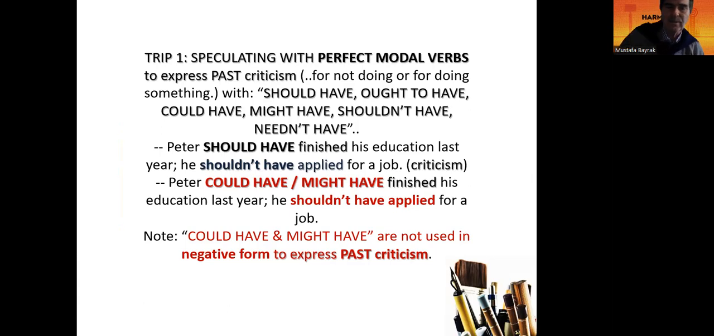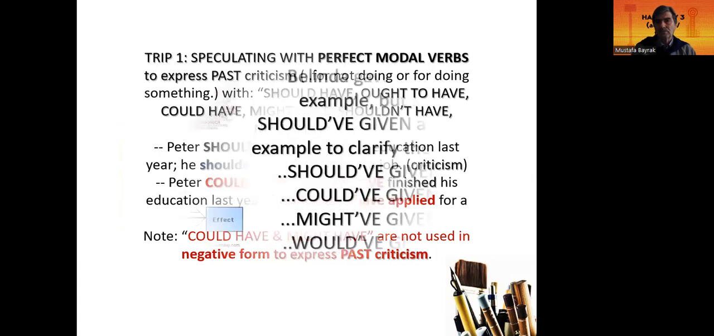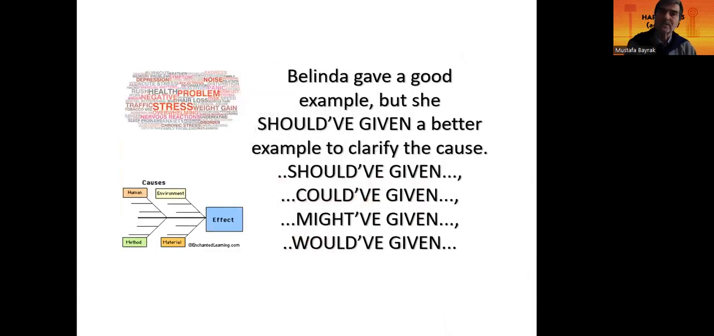I think it's clear. But of course, the most effective one is Peter should have finished his education last year. He shouldn't have applied for a job 2 months ago. Yes, this is the most practical way of using those modal perfect structures.